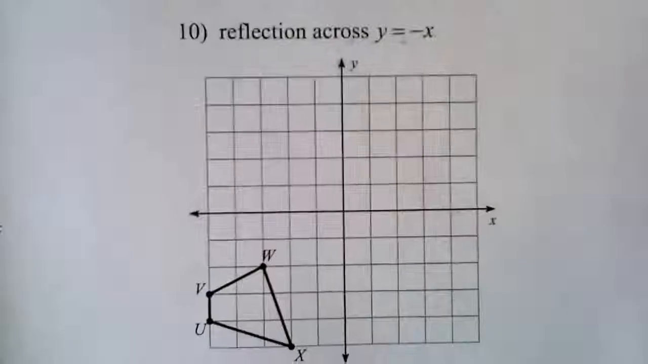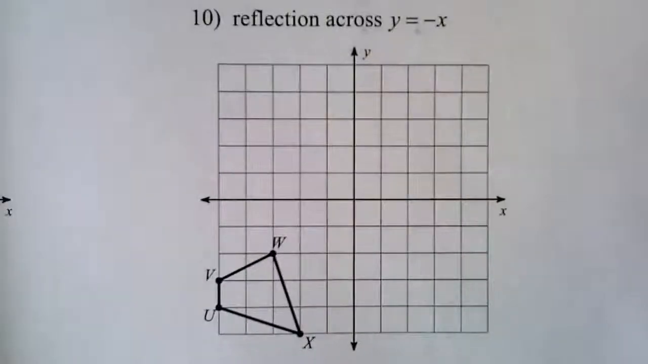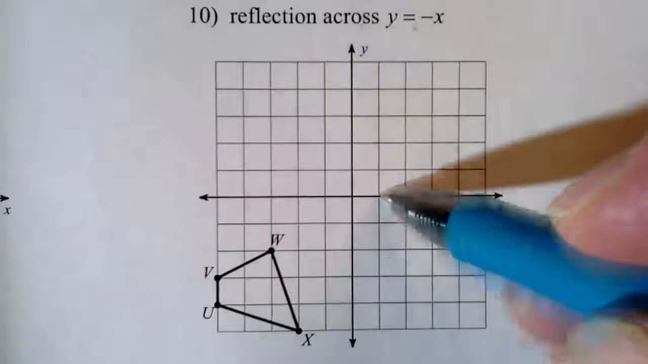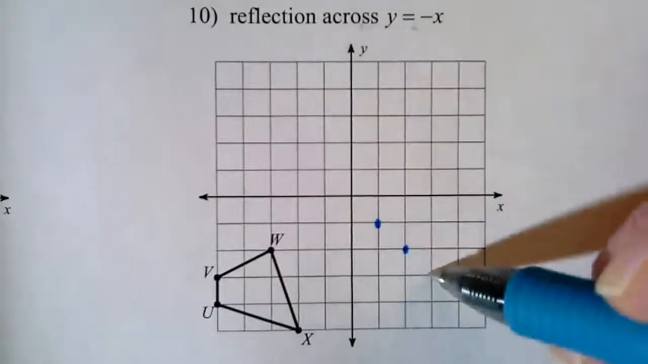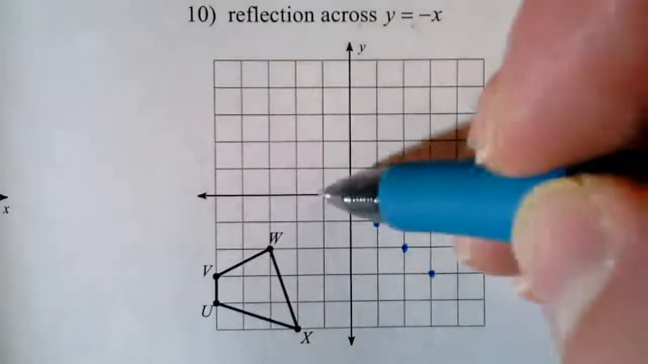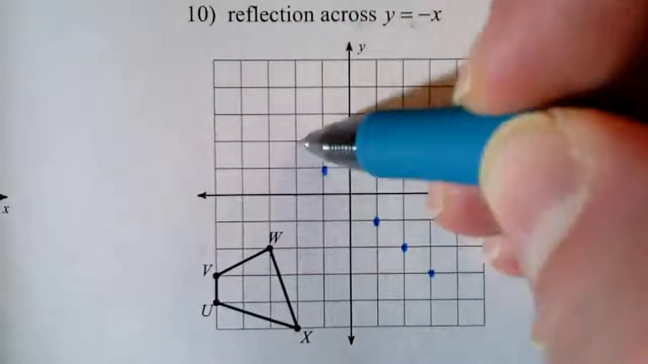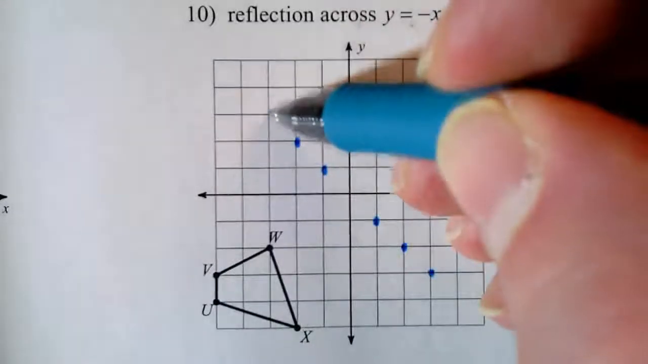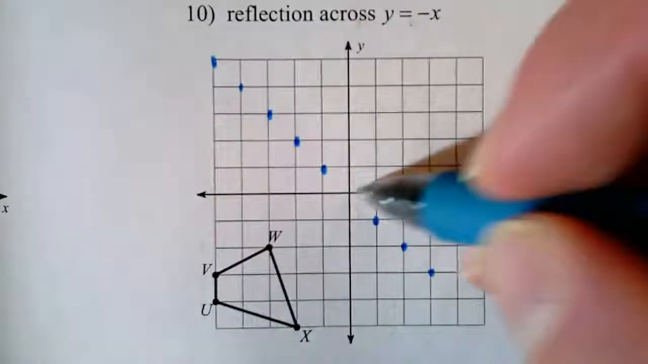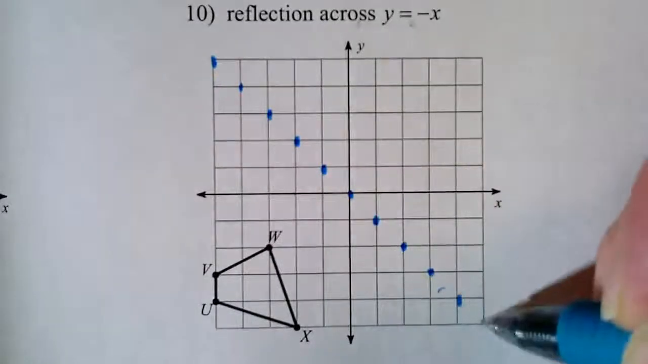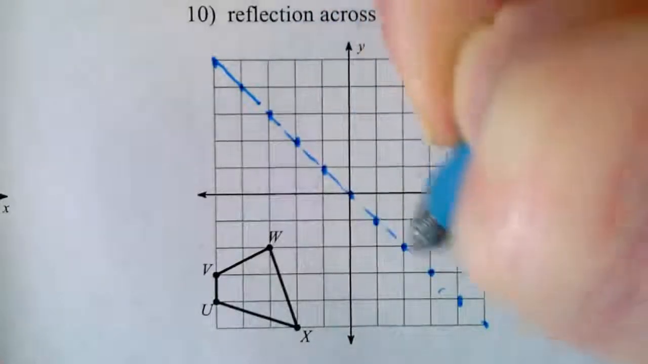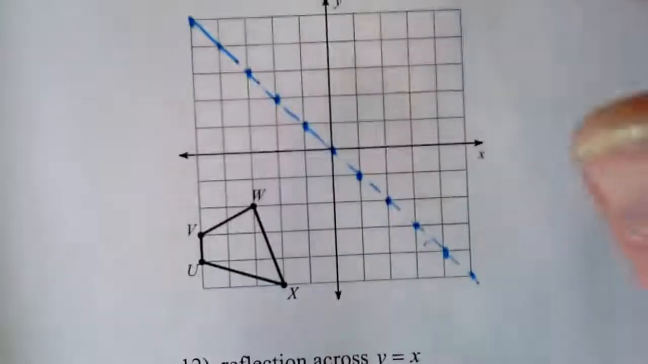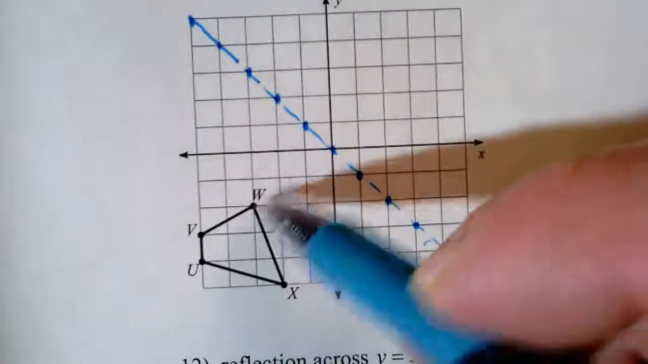Line y equals negative x. These are all the points where the y coordinate is the opposite of the x coordinate. So for example, 1, negative 1, 2, negative 2, 3, negative 3. Or going the other direction, negative 1, positive 1, negative 2, positive 2, negative 3, positive 3. So again, it's a diagonal line that passes through the origin, just goes in the other direction. Okay. Now, it's the same deal.